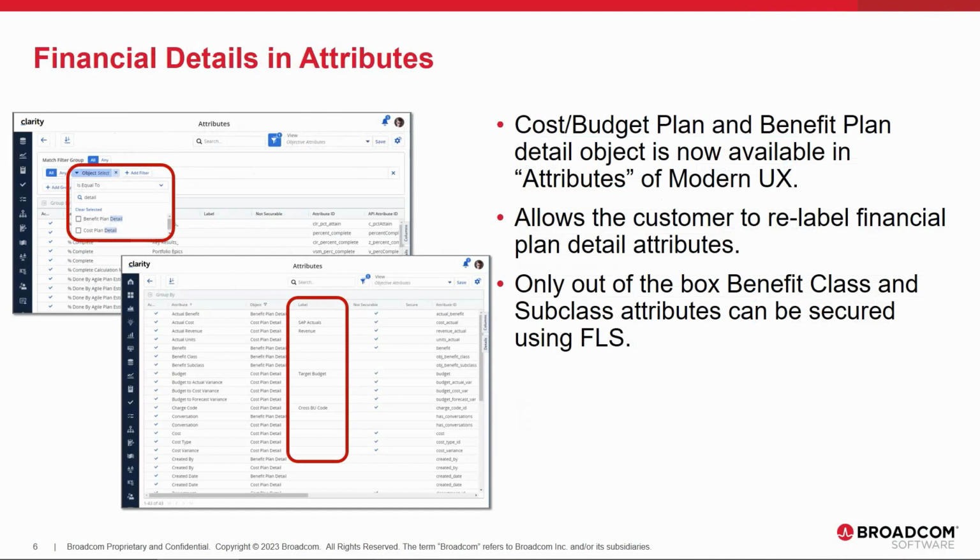We've exposed the financial detail objects, so the cost plan and benefit plan detail objects will now be available in the attribute section of the modern UX. The administrator can essentially relabel these financial plan detail attributes using the same capability that is there. They can also try to secure certain attributes that are available for securing. Only a few out-of-the-box attributes can be secured for the financial detail objects.